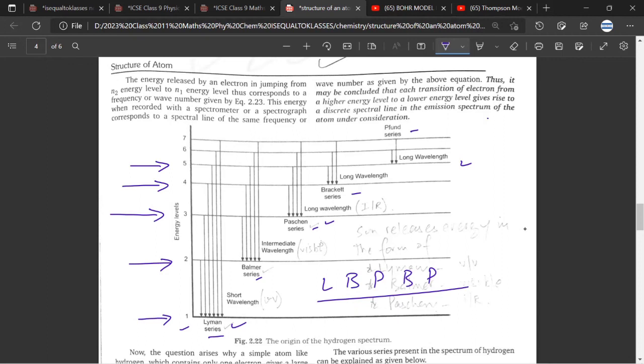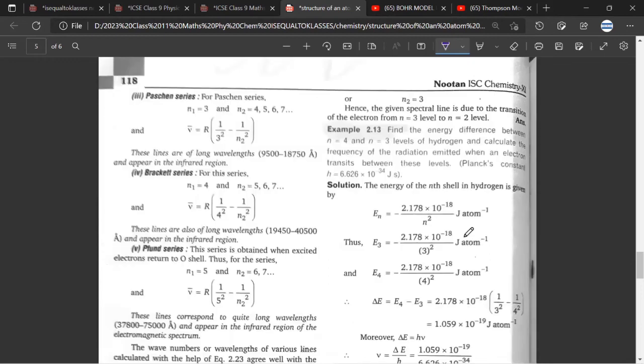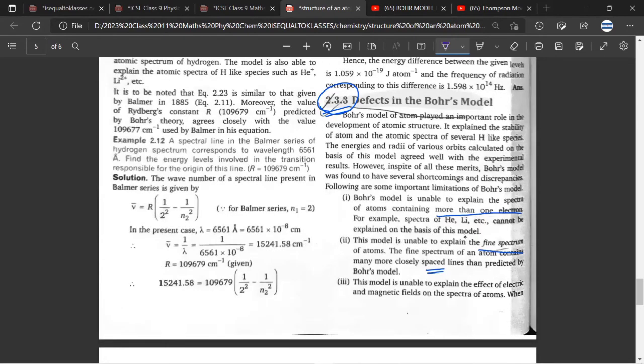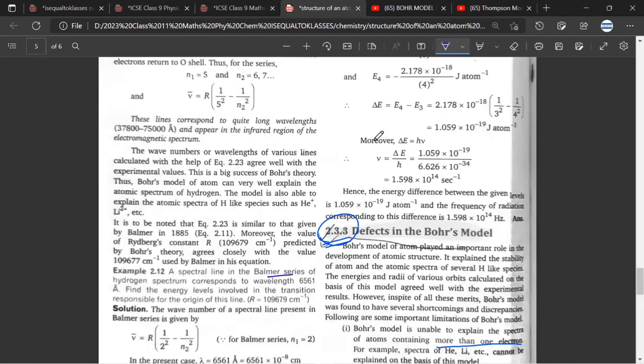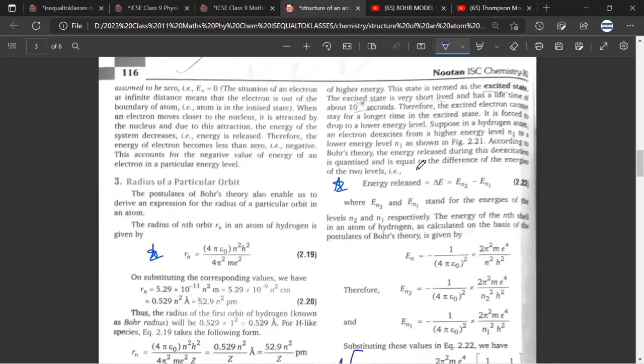When they give you numericals, they will put the numerical in terms of this Lyman, Balmer. So I'll show you a numerical also. For example, they might have a question like this: a spectral line in the Balmer series of hydrogen corresponds to, find the. So you'll have to know which one is the Lyman and which is the Balmer. So you should remember the names of these different series. Are we clear, Avantika?